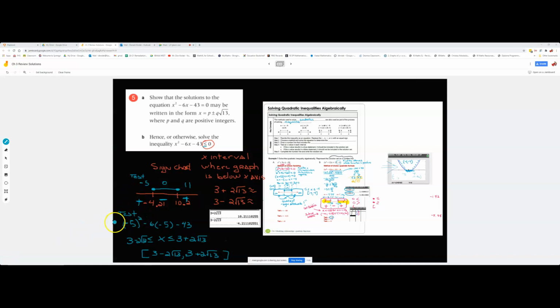All right, and then there's our solution once I plugged in those test points. So right here in interval notation.